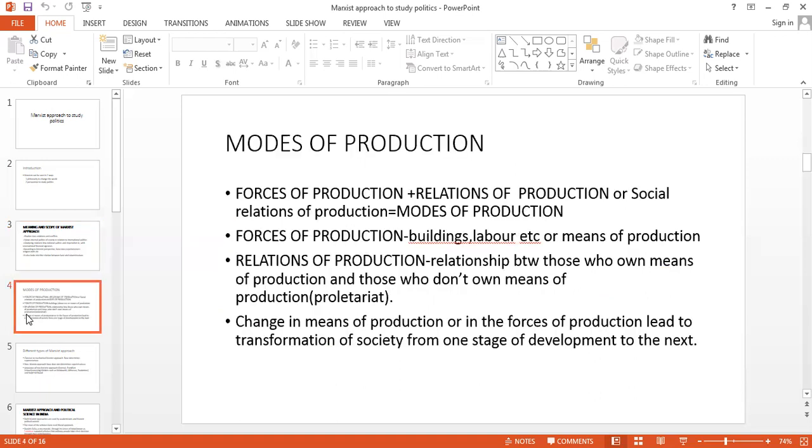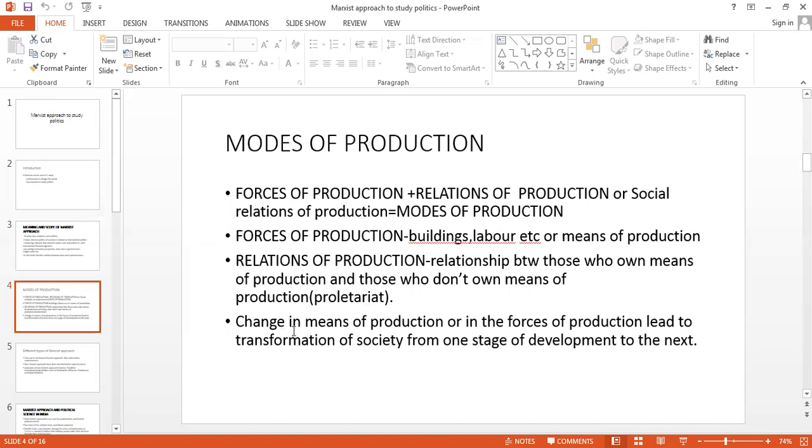Now we need to understand some of the basic terminologies. Modes of production: what do you mean by modes of production? Forces of production plus relations of production, or social relations of production, will give you modes of production. So we need to decode these words individually. Forces of production means means of production like buildings, labor, and so on. Relations of production, or social relations of production, means the relation between employer and employee, or the relation between those who own means of production and those who don't own means of production. Those who don't own means of production are called the proletariat.